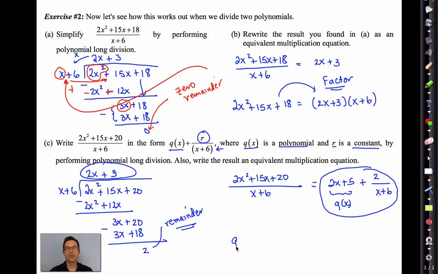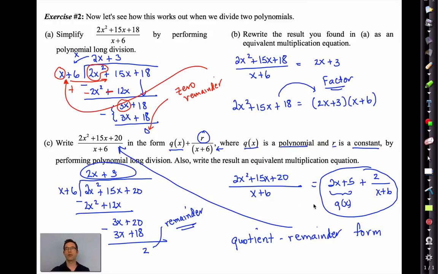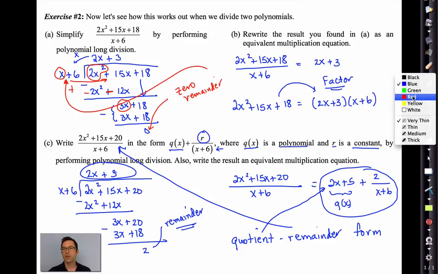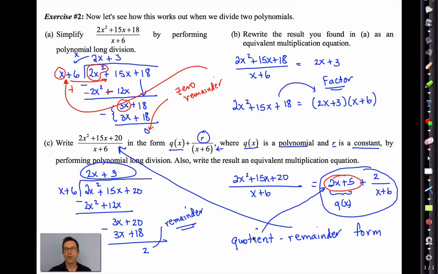This is what in the business we call the quotient remainder form. The quotient remainder form of a rational expression, right? The quotient being this part, let me circle it in red, and the remainder being this part.